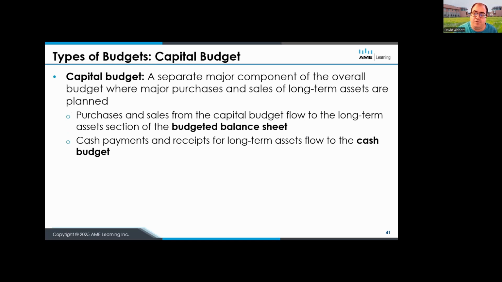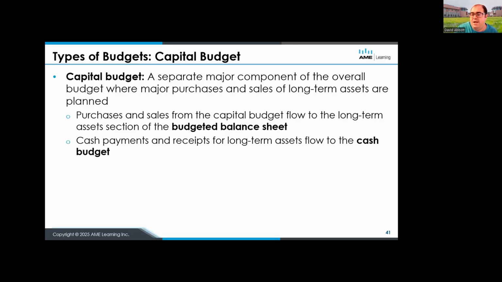Purchases and sales from the capital budget flow to the long-term asset section of the budgeted balance sheet. And then the cash payments and receipts for this would then flow onto our cash budget. So examples of capital expenditures we might have might be building new buildings, remodeling buildings, purchasing any kind of equipment, and usually equipment is defined by something that's going to be used for many years, or at least a number of years.